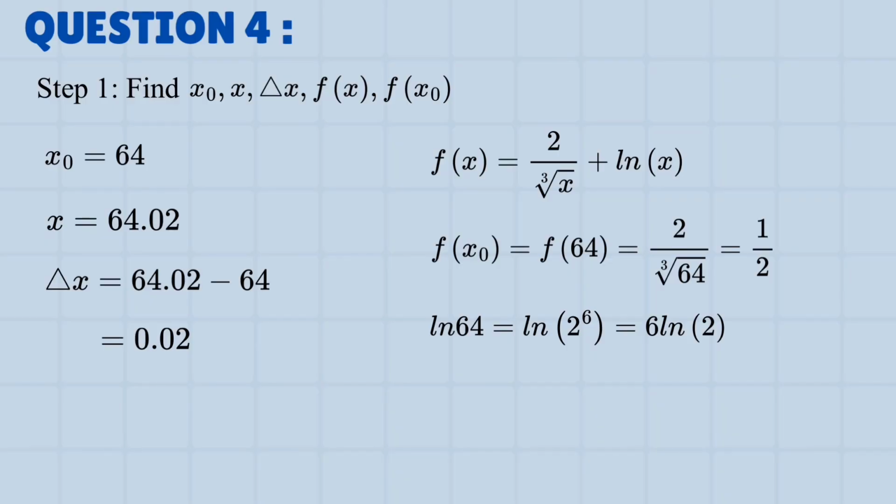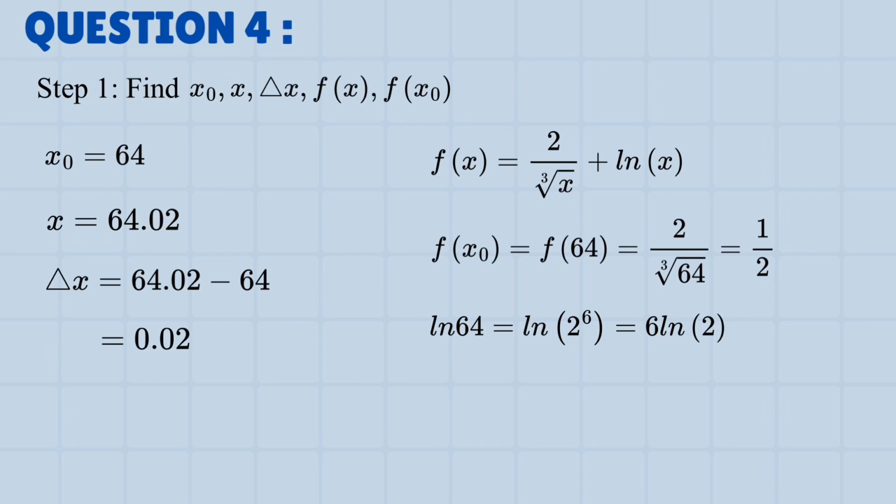Alright, now let's continue with the last question, which is question 4. For step 1, we start by letting x naught be 64 and x be 64.02. So the change in x, which we call delta x, is x minus x naught, and that gives us 0.02. The function given is f of x equals 2 over the cube root of x plus ln of x. Now we find f at x naught, which is f of 64. The cube root of 64 is 4, so 2 divided by 4 gives 1 over 2.